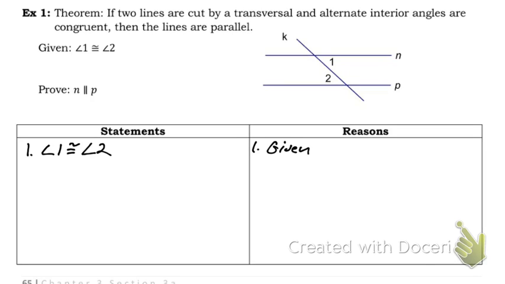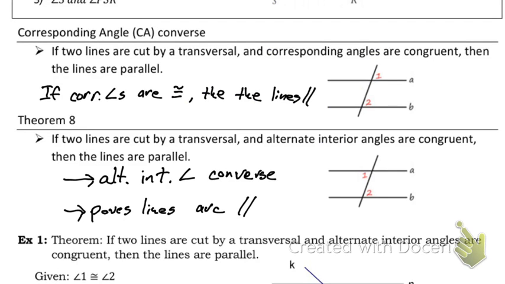Once again, our job is to show that these two angles are congruent, and we need to show that these two lines are parallel. So now let's go to our step 2. Well, we can't use Theorem 8 because that's the one they're telling us to use. So the other one we learned today is the corresponding angle converse.